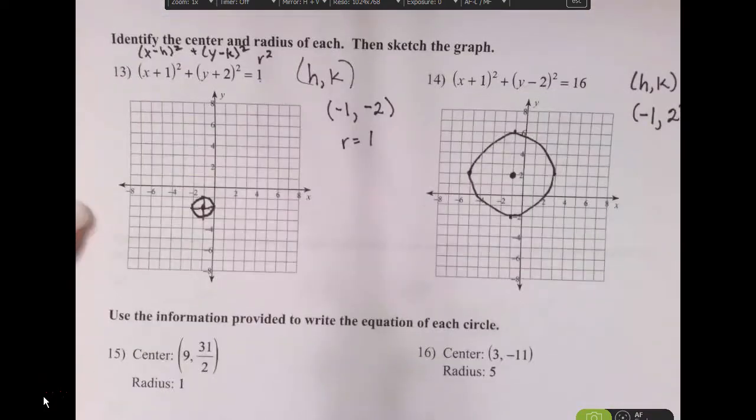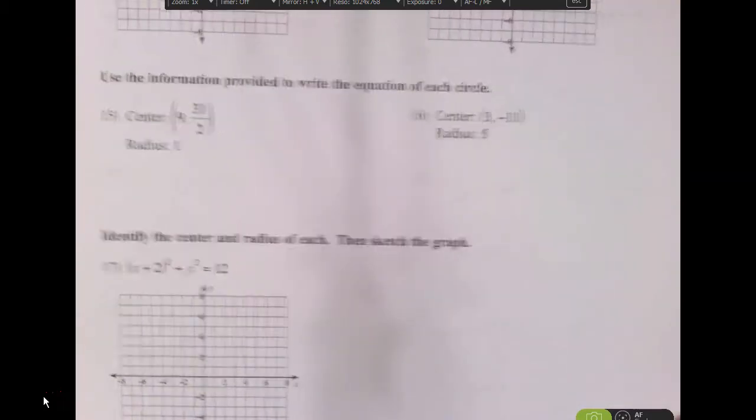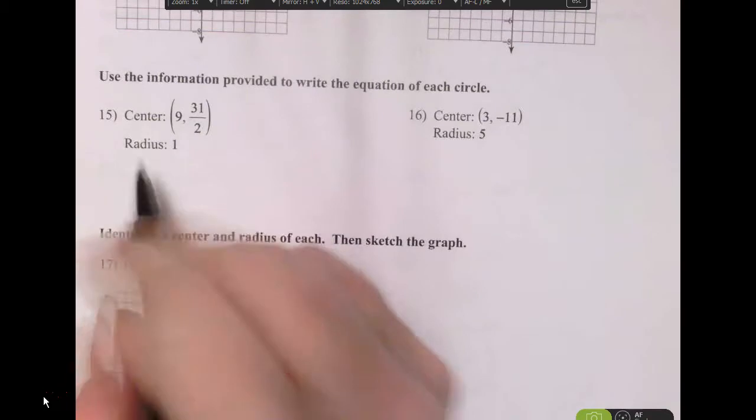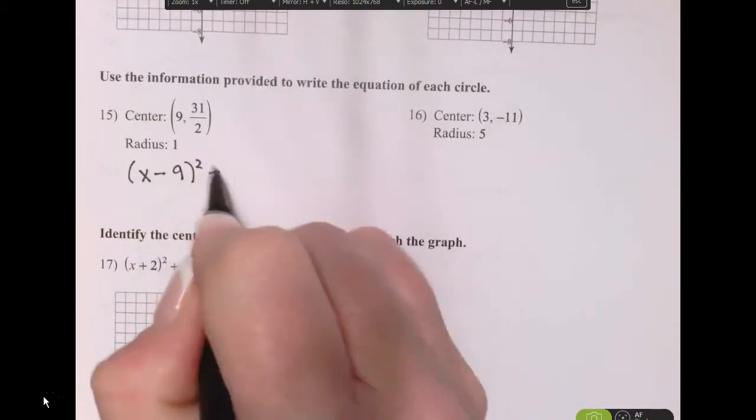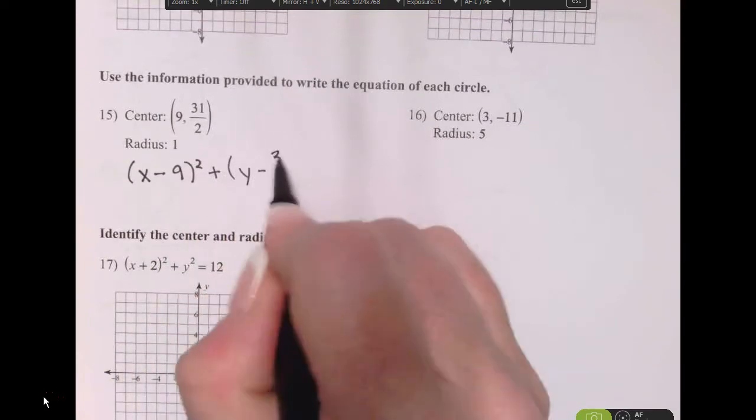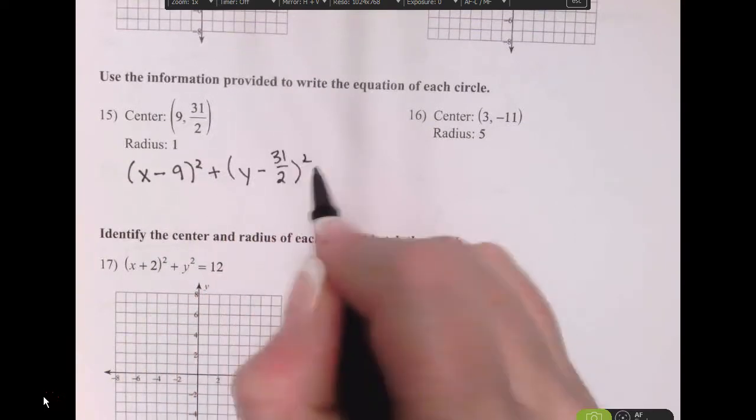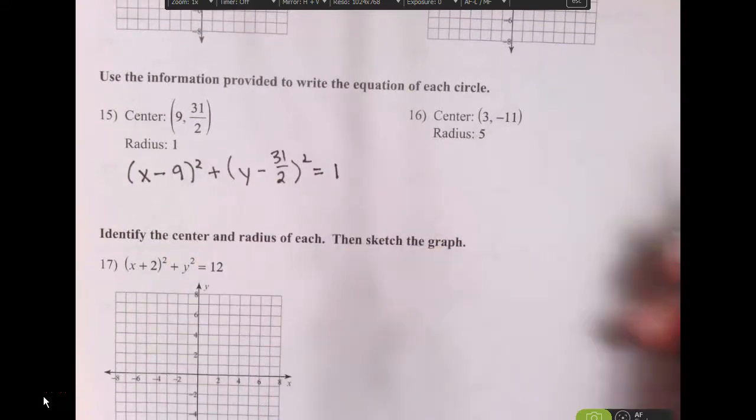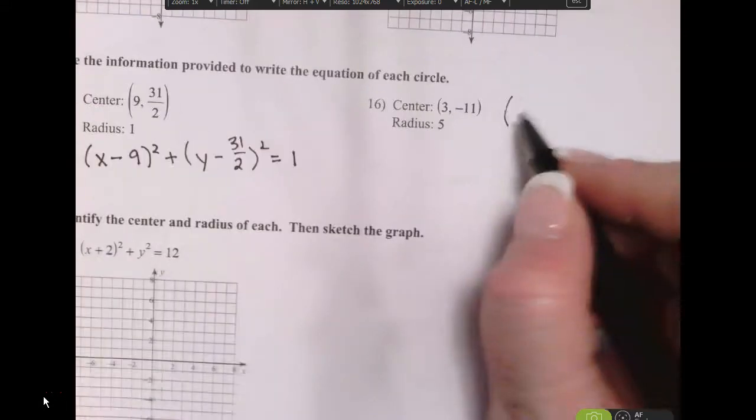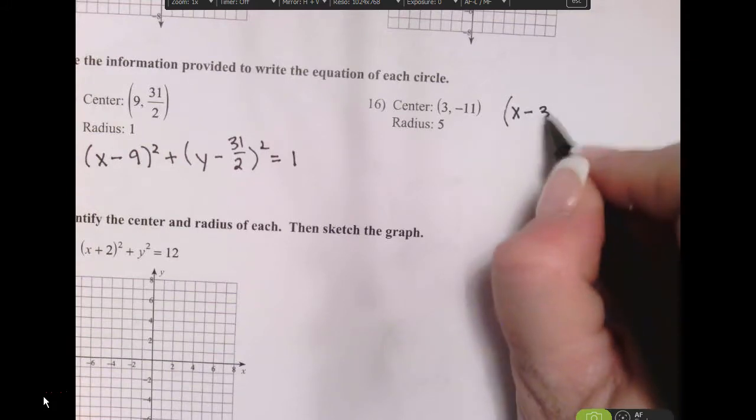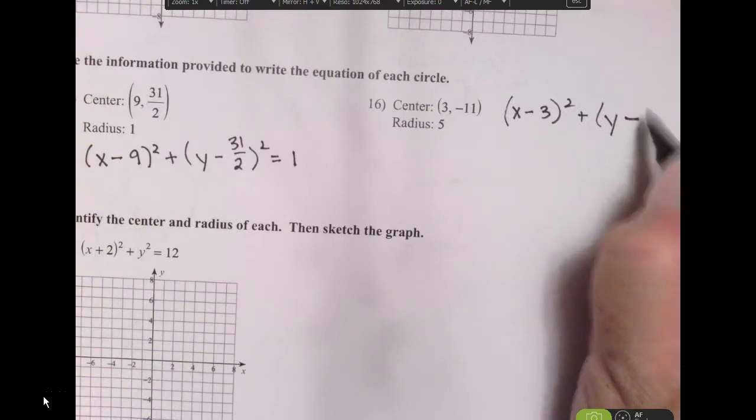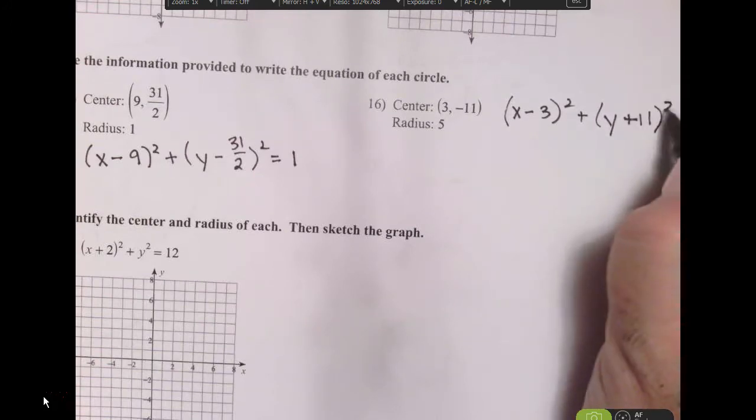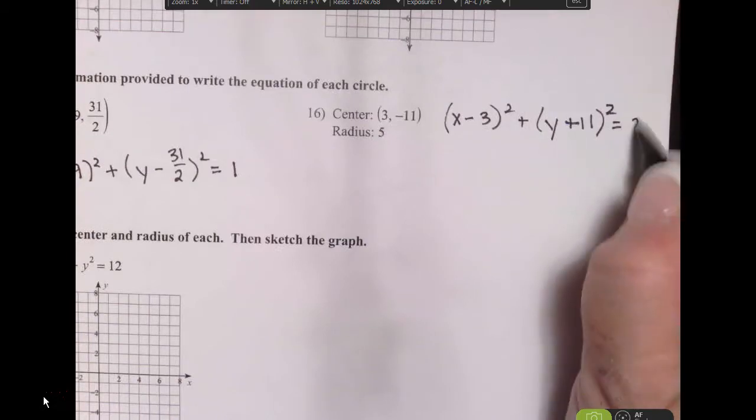In 15 and 16, you're kind of being asked to do the opposite. You're given the center and the radius, so you're just going to take your standard form of a circle, x minus h squared plus y minus k squared equals r squared. Same thing here, x minus h squared plus y minus -11 squared equals the radius squared.